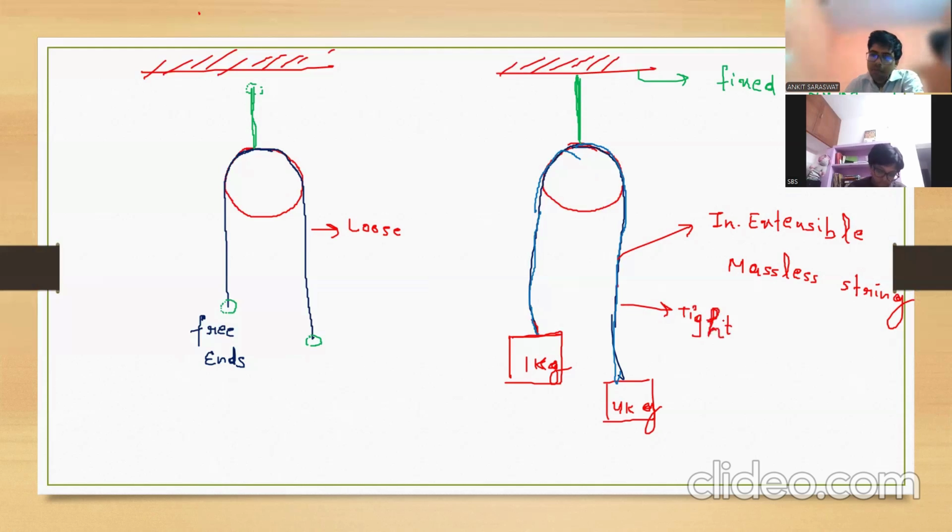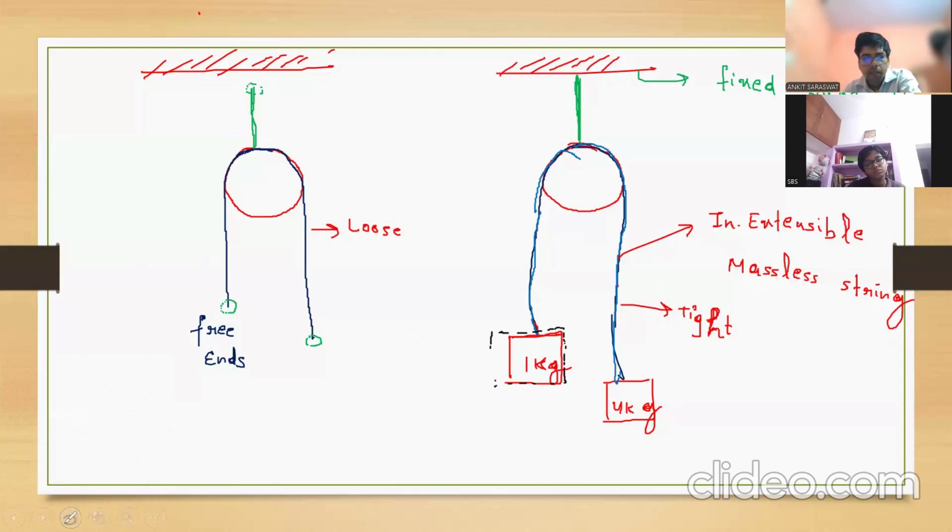And once the string becomes tight, then some tension will occur. Some tension force will generate in the string. Now, what is the direction of the tension force? For example, if I take the 1 kg block as my system and draw the free body diagram, this is my system. Okay.